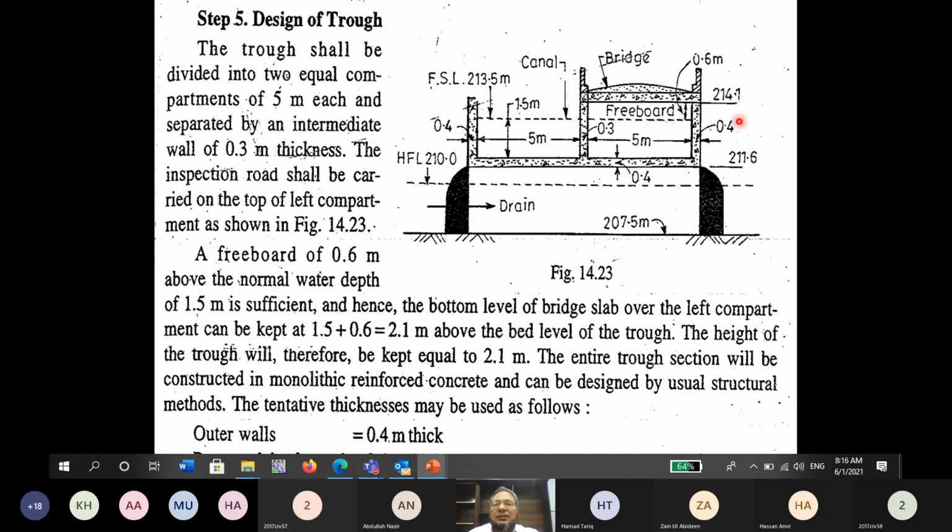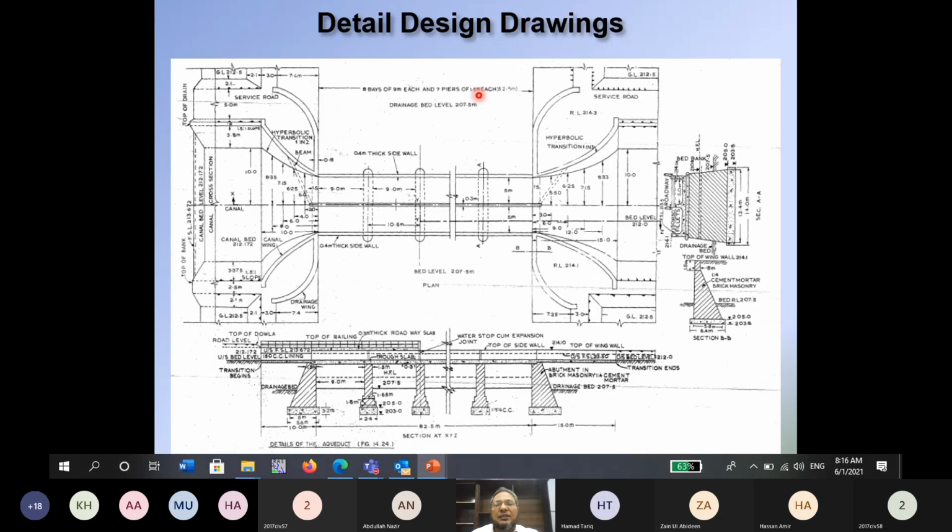And the water level in the trough would be, or the full supply level would be 213.5 meter. And this is the plan, and this is the section of the type 1 aqueduct. So in the plan, you can clearly see this is the contraction transition, this is the expansion transition, and this is the direction of flow.